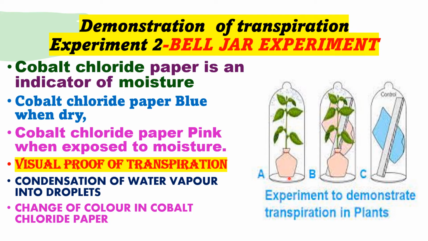Then in these three setups, which is the control setup? Can you say that the third bell jar is the control setup, because you know that there was no moisture in the air due to transpiration, because there is no plant.